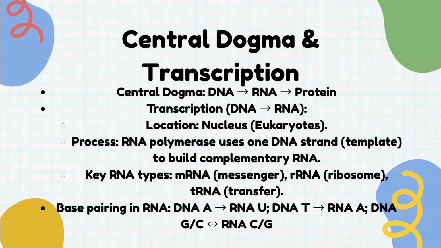Base pairing in RNA goes as follows: DNA A bonds to RNA U, DNA T bonds to RNA A, and DNA G/C bonds to RNA C/G.